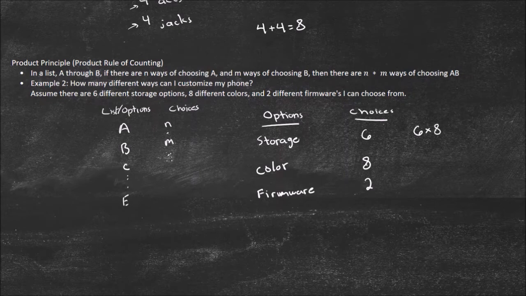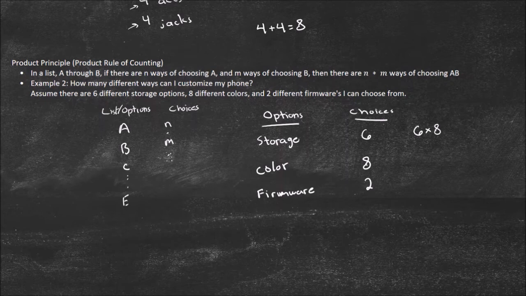So if you think about it, for every storage that I choose, any of the 6, I have 8 different options for my color. So firmware 1 with color 2 is different from firmware 1 with color 3, and so on. So there's 8 different options for every firmware, and there's 8 different options of color for every storage, and there's 6 colors. So that's the 6 times 8.